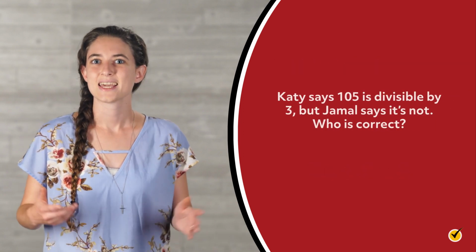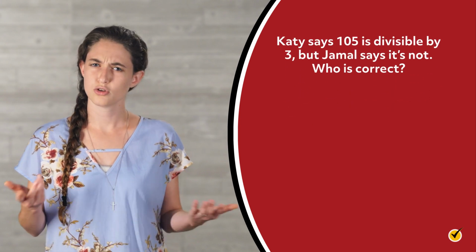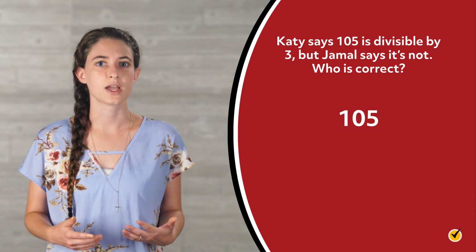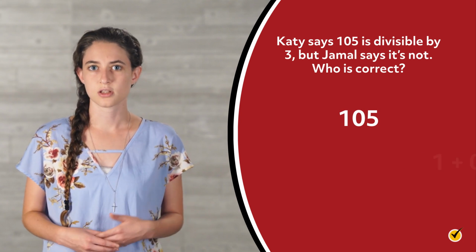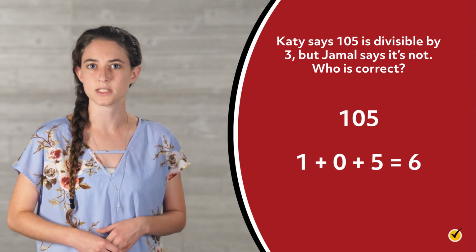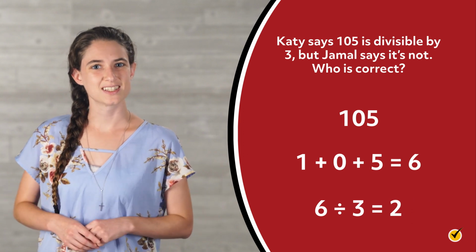And number 3, Katie says 105 is divisible by 3, but Jamal says it's not. Who's correct? To figure out if 105 is divisible by 3, first add together the digits. 1 plus 0 plus 5 equals 6. Then determine if the sum is divisible by 3. Since 6 divided by 3 equals 2, Katie is correct.